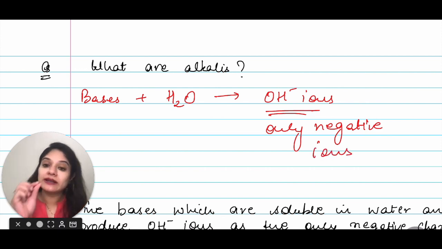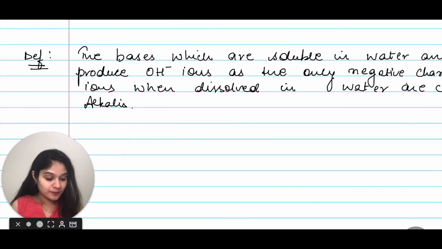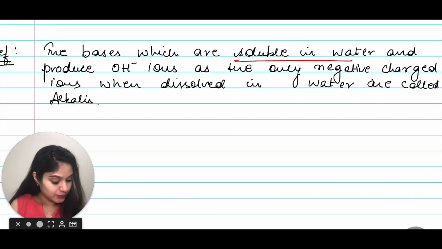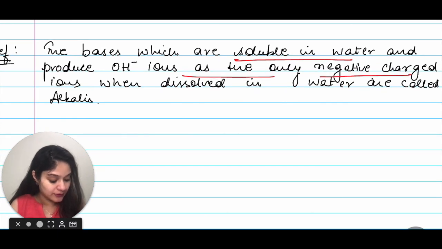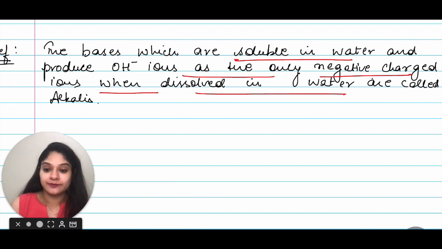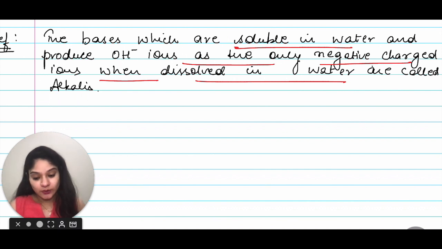Okay, what are alkalis again? Bases which are soluble in water and give you OH negative ions as the only negatively charged ions. So let's look at the definition. Bases which are soluble in water and produce OH negative ions as the only negatively charged ions dissolved in water are called alkalis.